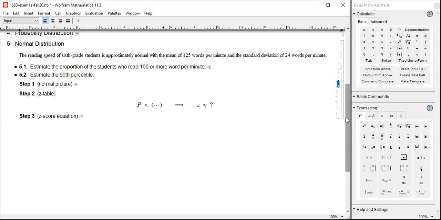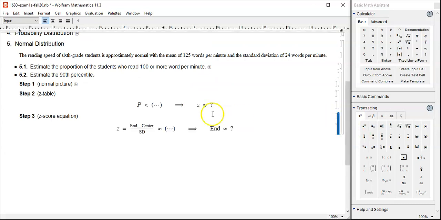Alright, now, what is the 90th percentile? You got the z-score, and the z formula is end minus center over SD. Center is 125, standard deviation is 24, end is the unknown value that you want to find out. So here's an equation. End minus center over SD is the z-score you found in the previous step. Other than this one, all the other numbers are known. How to solve it and find end? Okay, I'll stop here and I'll let you finish this problem.